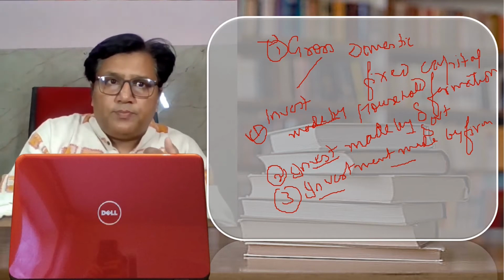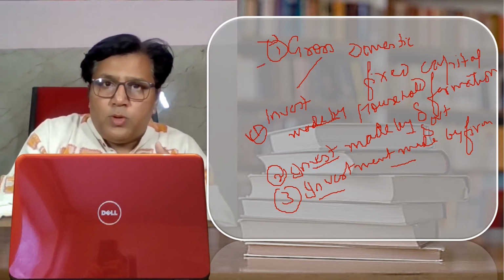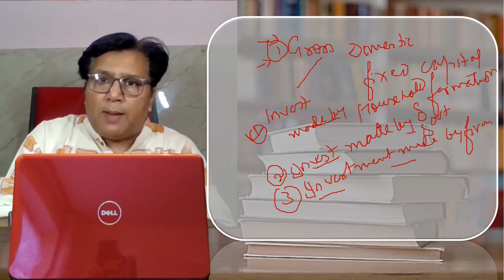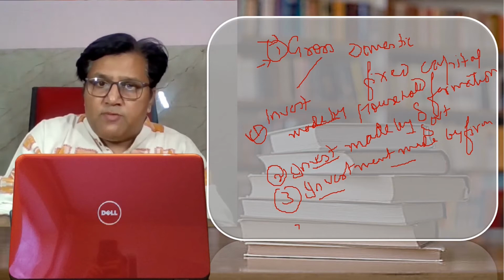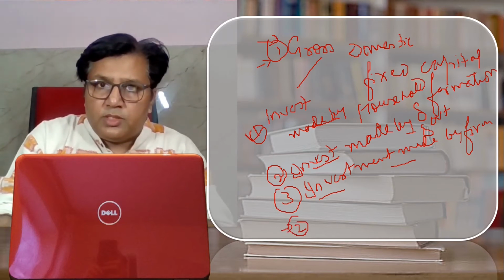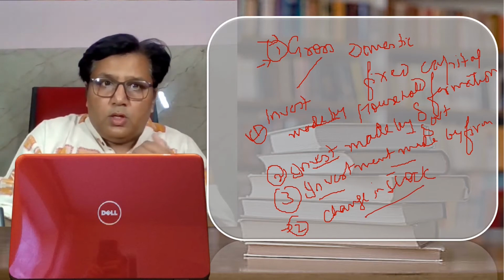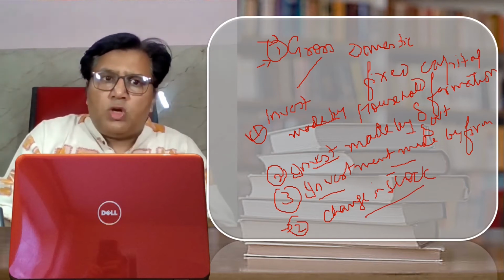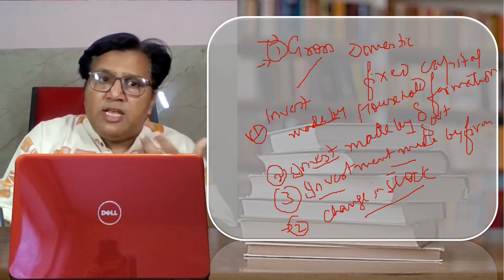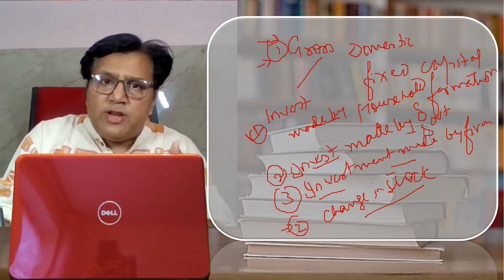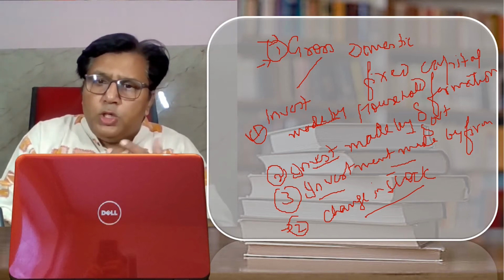So the first component which comes under the gross domestic capital formation is gross domestic fixed capital formation, and the second one is change in stock. When I say change in stock, the other name of the change in stock is inventory investment. Inventory investment refers to the total value of the changes in the stock during the accounting year.